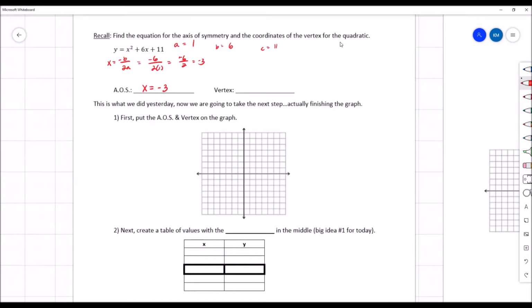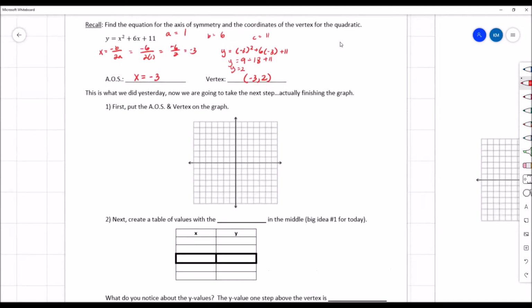Our vertex, we can find it by just plugging our x value into our function. So y equals negative 3 squared plus 6 times negative 3 plus 11. Remember, as you're using your calculator to square a negative, to put it in parentheses, otherwise your calculator will spit out a negative number. We know that it should not be negative. Okay, 6 times negative 3 is negative 18 plus 11. So we end up with our y value here being 2. So negative 3, 2. So axis of symmetry, vertex, solved.